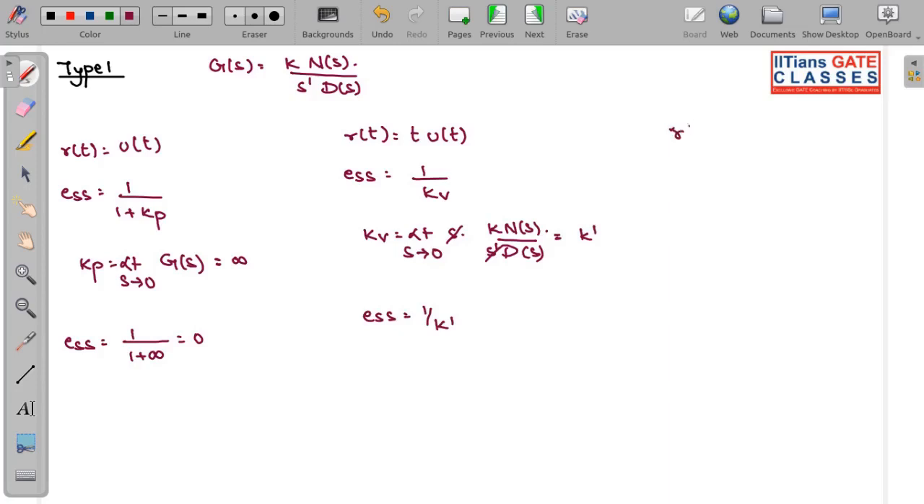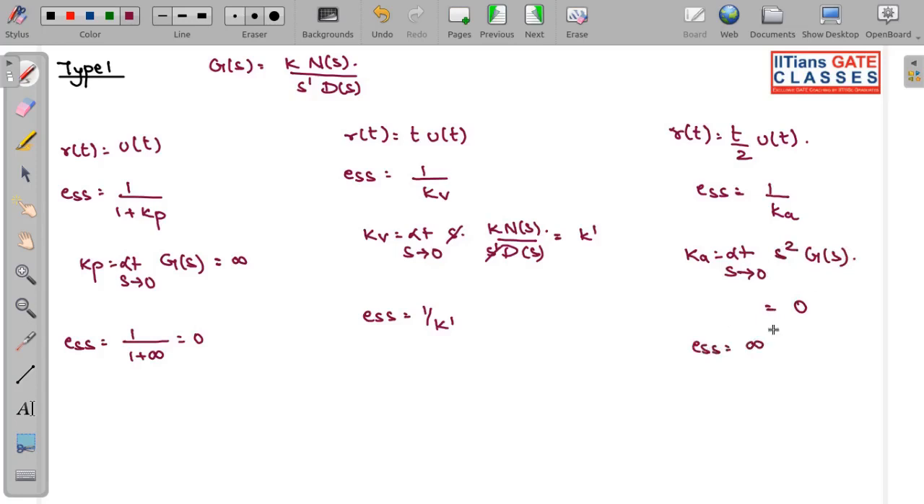Now if r(t) is equal to t square by 2 u(t), then ess is equal to 1 by Ka, where Ka is equal to limit s tends to 0 s square G(s). So this value will come out to be 0, and that is why ess is equal to infinite. So for a type 1 system, we will have finite error when the input is a unit ramp input.